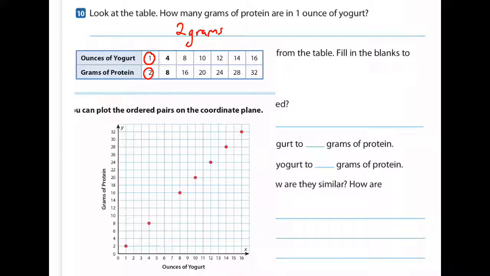If you had that one, give yourself a C. If you had it wrong, just mark it wrong and fix it. Okay, now we'll go on to number 11.